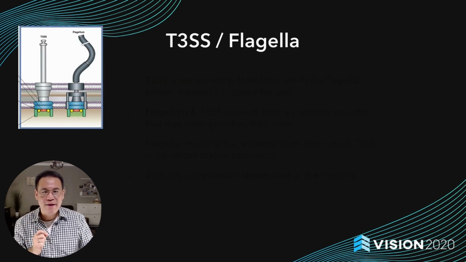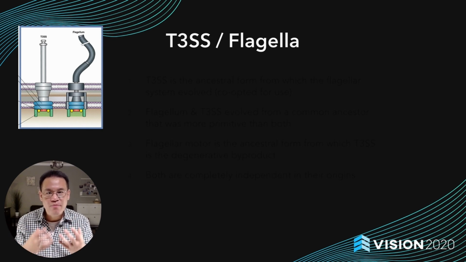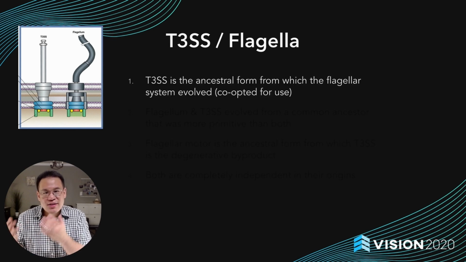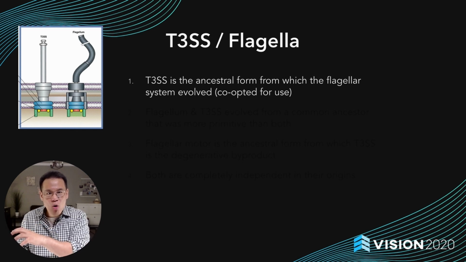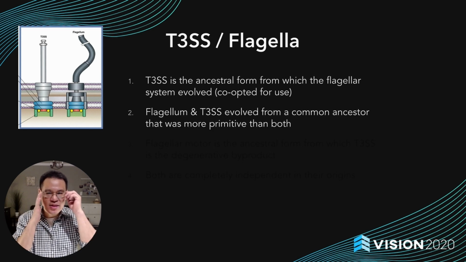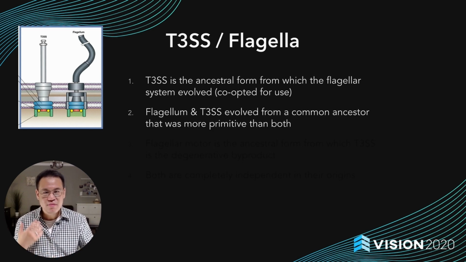And then here's another way to look at it. Since the T3SS and flagellar system look similar, there are 4 different possibilities to explain their relationship. First of all, T3SS is the ancestral form from which the flagellar system evolved. So in a way, it was co-opted by the flagellum to create the more complex flagellum that we see today. Option 2 is that the flagella and T3SS evolved from a common ancestor that was more primitive than both of them.